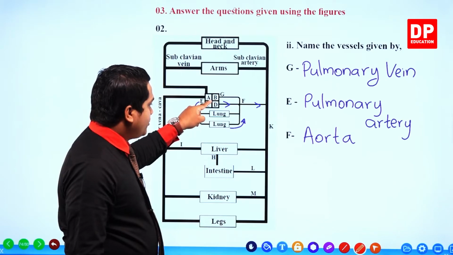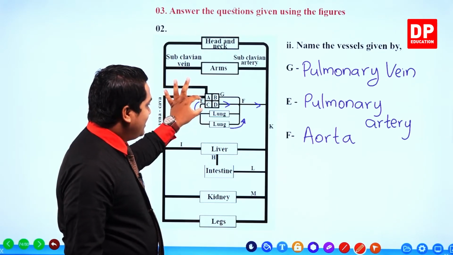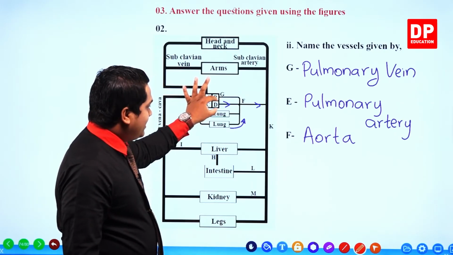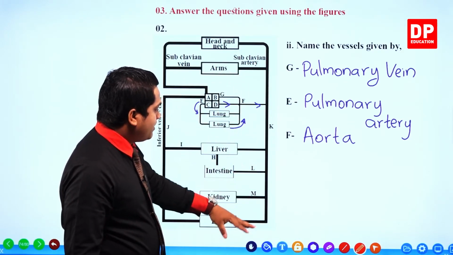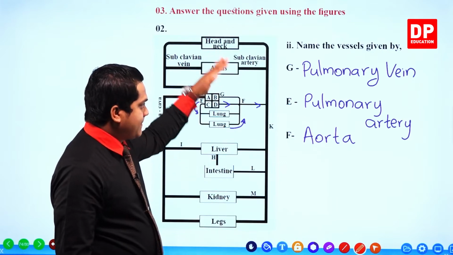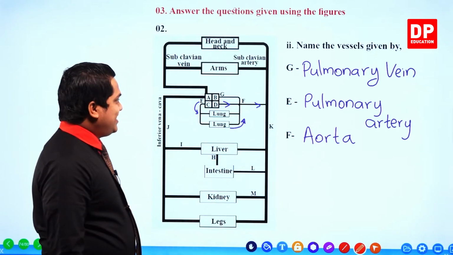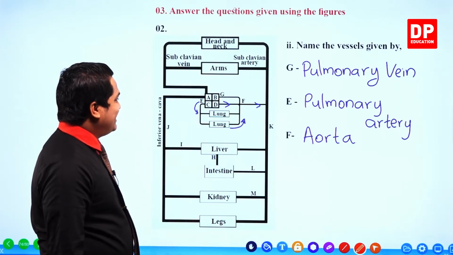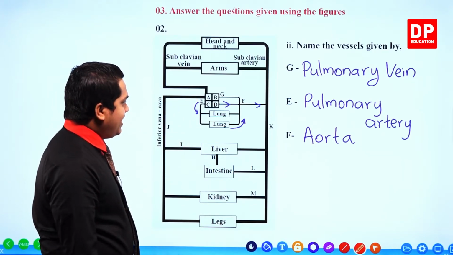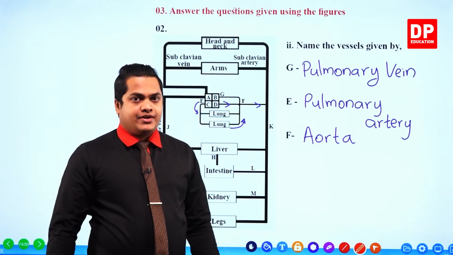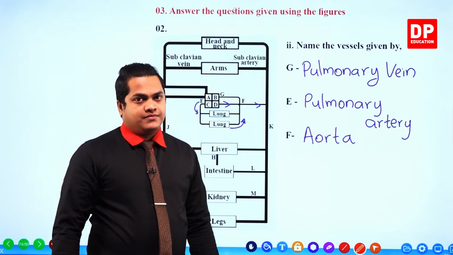Then it is going to the D. D is connected with F, which is the aorta, which distributes blood all around the body parts. So G is pulmonary vein, E is pulmonary artery, F is the aorta.